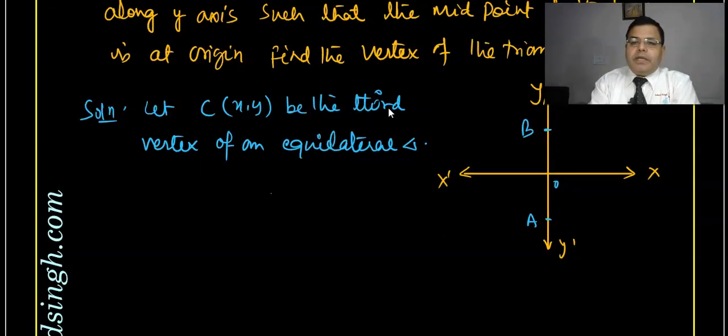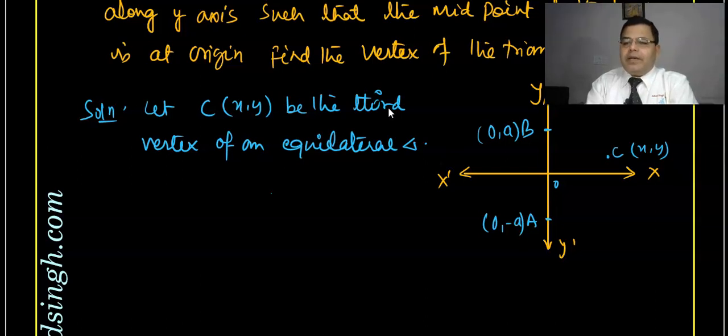Let xy be the third vertex of an equilateral triangle. AB is a base, and the coordinates of this are 0, comma a, and this is 0, comma minus a, because they lie along the y-axis, so the x coordinate must be 0. C is somewhere. We do not know whether C is here, or here. By common sense we know that it will definitely lie on the x-axis, but we don't know, so we will show how we come to know. We are just finding it, so that is why we are not sure where C lies.